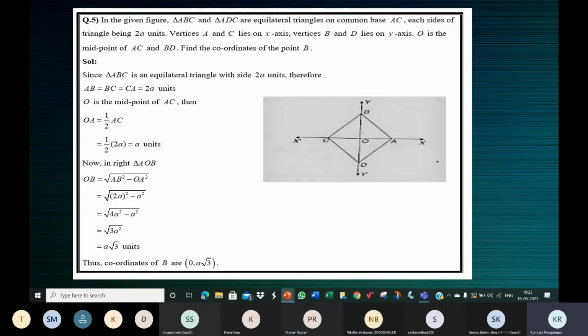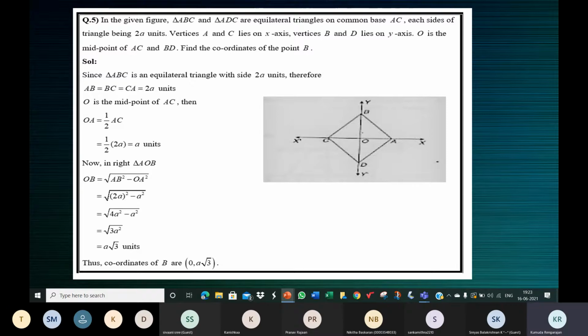Every triangle has three sides. In a right triangle, square the hypotenuse separately. AB is the hypotenuse, square that separately. And that will be equal to the sum of the squares of the other two sides. The other two sides are OA and OB. OA square plus OB square will be equal to the square of the hypotenuse, AB square. In a right triangle, the square of the hypotenuse is equal to the sum of the squares of the other two sides.